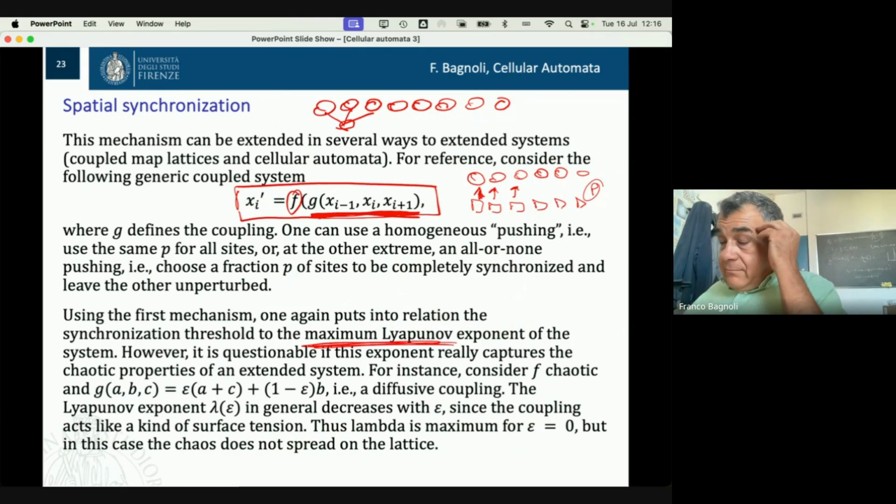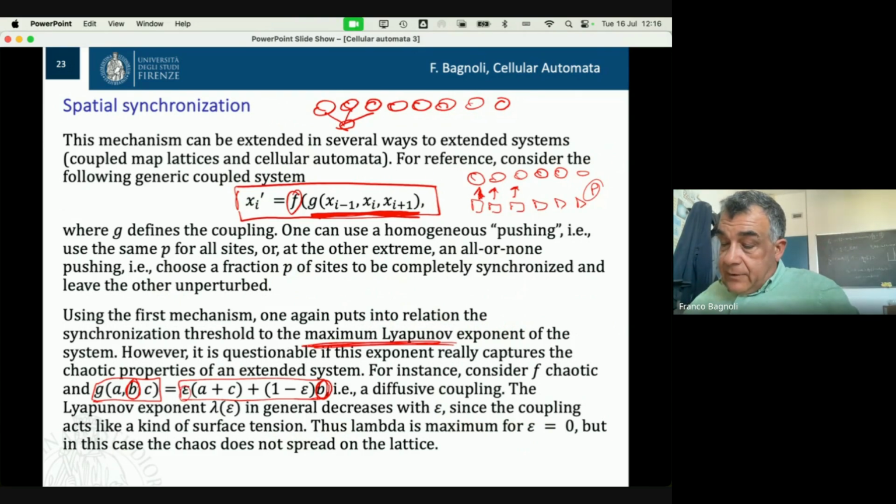this is not really related to spatial chaos, because consider, for instance, that the coupling is a generalized diffusion. So there is a parameter epsilon, and if epsilon is equal to 0, there is no diffusion at all. If epsilon is equal to 1/3, you have the full diffusion, 1/3, 1/3, 1/3.